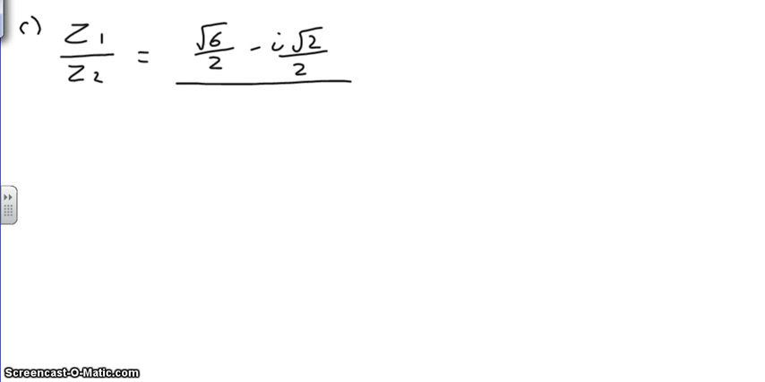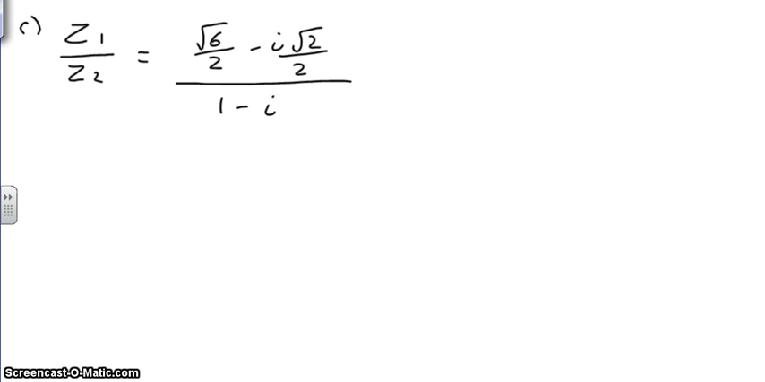It would be quite handy if it was C part 1 and C part 2, but this one isn't split up that way. But in order to find z1 over z2 in the form a plus bi, we need to go back to the initial values where z1 and z2 are in that form, the real and imaginary form. So z1 over z2 is equal to z1 in real and imaginary form, root 6 over 2 minus i root 2 over 2, divided by z2, which is 1 minus i.